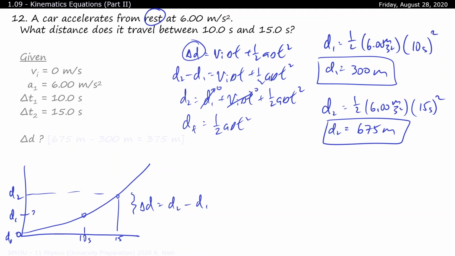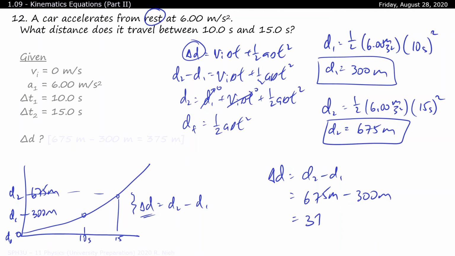So we know that position 1 is at 300 meters, and position 2 is at 675 meters, and we're just trying to look for our delta D. So our distance between 2 and 1 is simply equal to D2 minus D1, or 675 meters minus 300 meters, which gives us 375 meters. 3 sig fig. Final answer, also 3 sig fig.